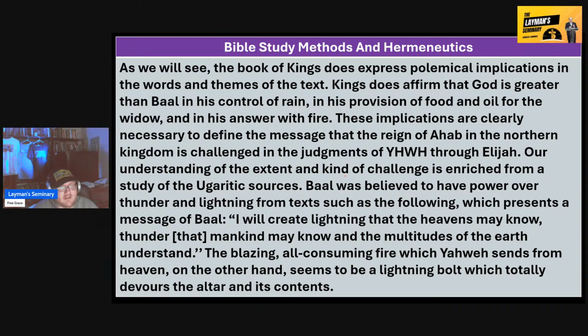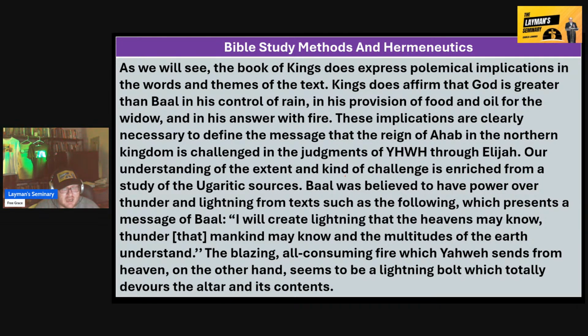As we will see, the Book of Kings does express polemical implications in the words and themes of the text. Kings does affirm that God is greater than Baal in his control of the rain, in his provision of food and oil for the widow, and in the answer with fire. These implications are clearly necessary to define the message that the reign of Ahab in the northern kingdom is challenged in the judgments of Yahweh through Elijah. Our understanding of the extent and kind of challenge is enriched from a study of the Ugaritic sources.